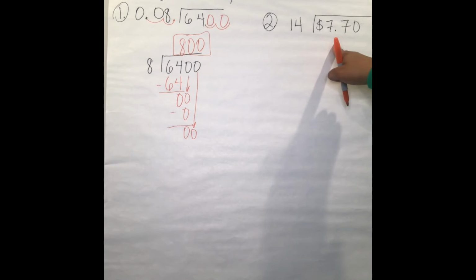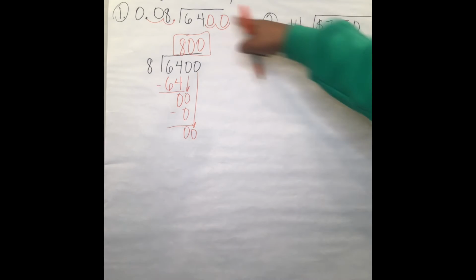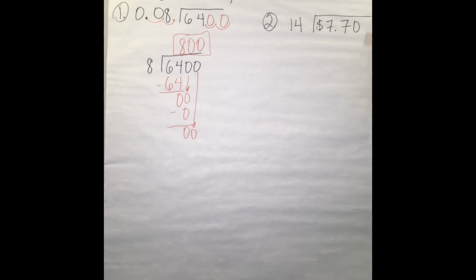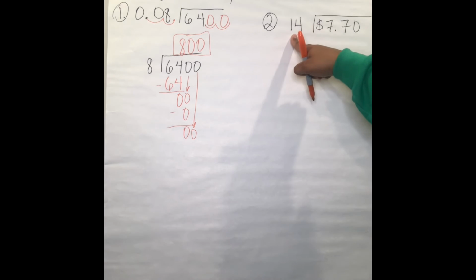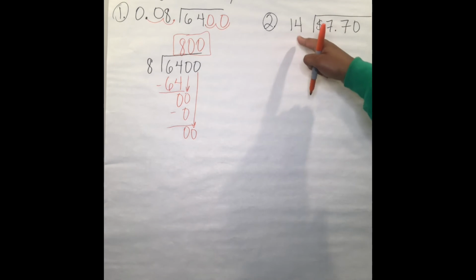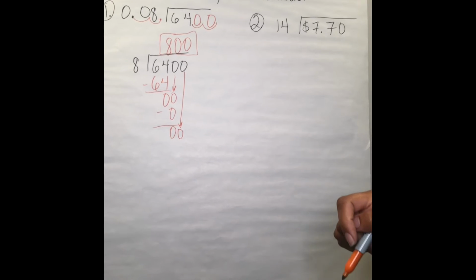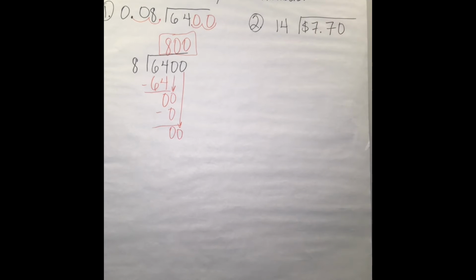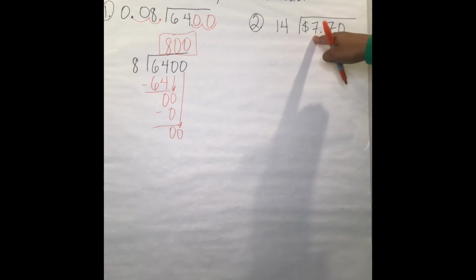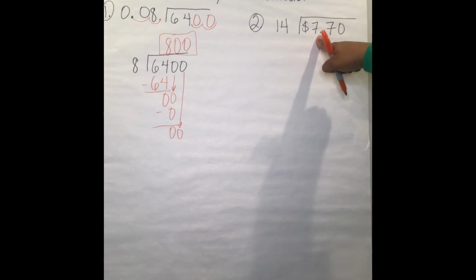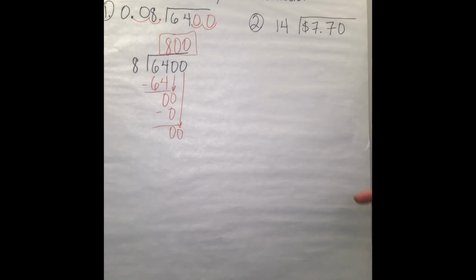The next problem, it's a little different from the first. We're going to ask ourselves the question, is my divisor a whole number? And in this case, the number 14 is a whole number. So let's look at our dividend, the number that's being split up or divided up. 7.70. And we do have a decimal. If I were to say this number another way, it would be 7 7/10.